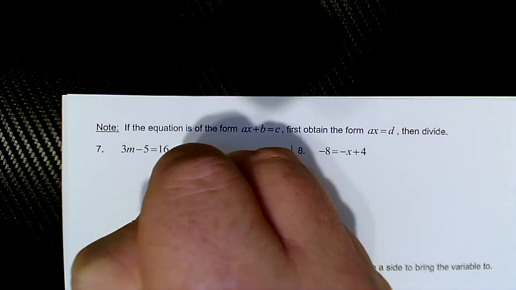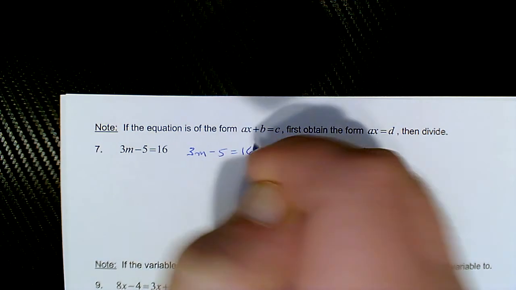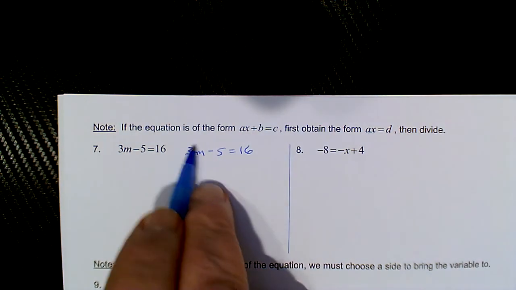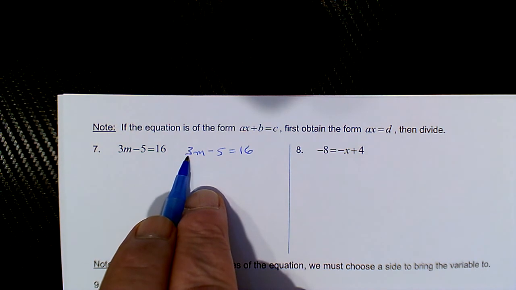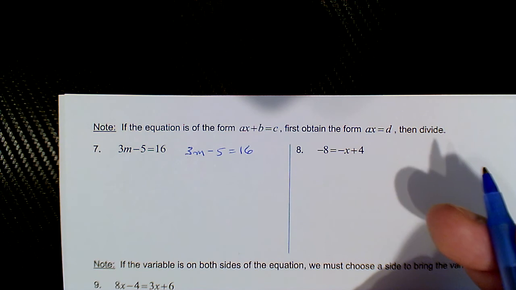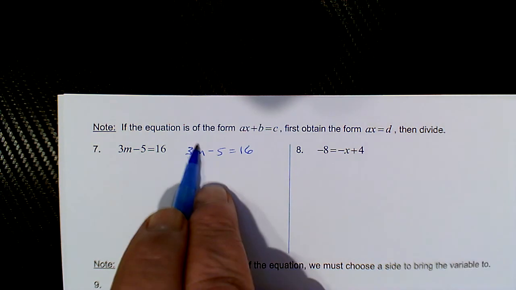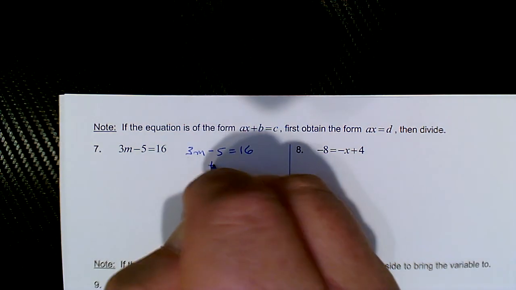For example, okay, I'm going to recopy this. 3m minus 5 is 16. I want to isolate, and we've done this before, but never with the coefficient. The coefficient was always 1 in the first unit that we considered in homework number 4. But here the coefficient is different, so now it becomes a two-step process. First we want to isolate the variable, so we're going to get rid of the negative 5 by adding 5.